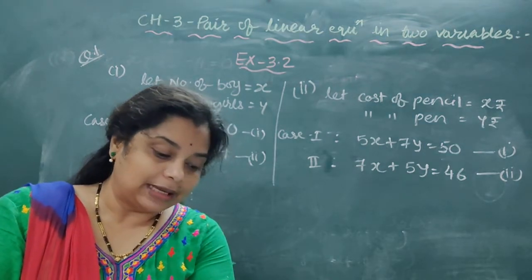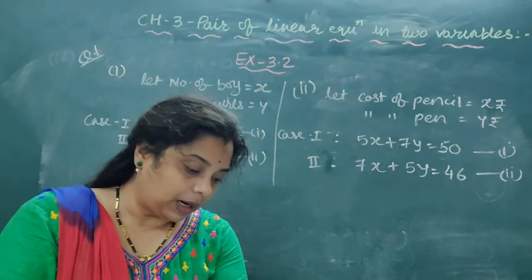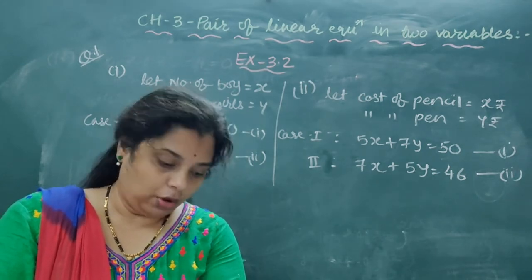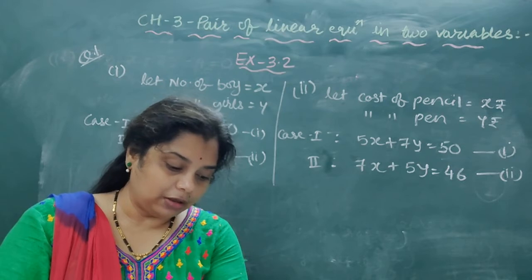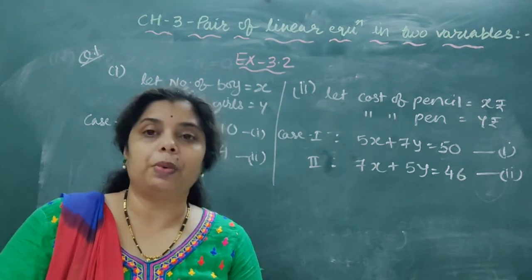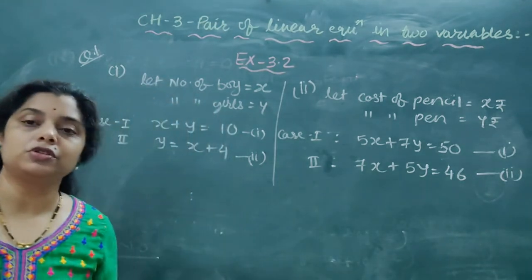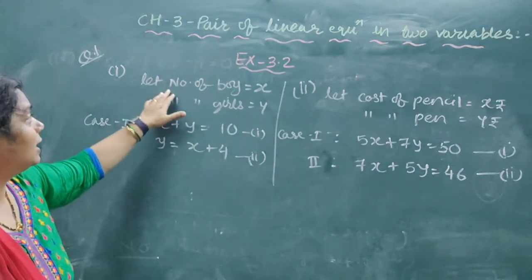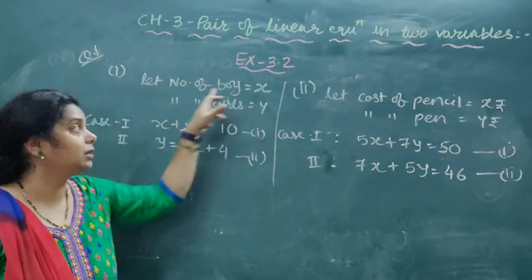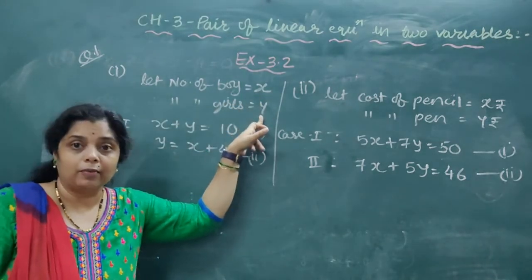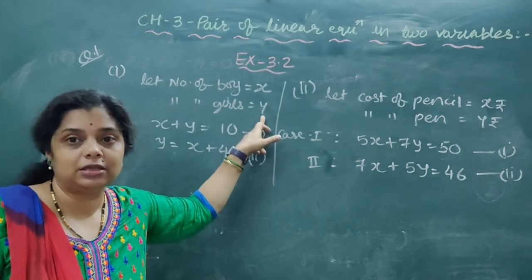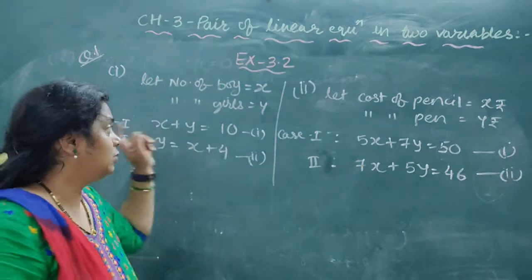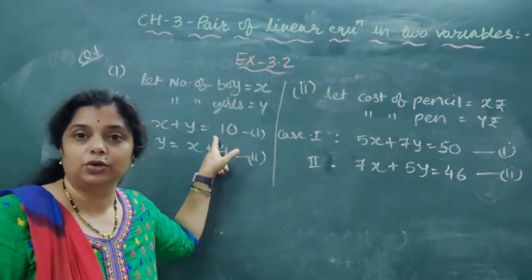So first one, 10 students of class 10th took part in a mathematics quiz. If the number of girls is 4 more than the number of boys, find the number of boys and girls who took part in the quiz. So first of all we have to make assumptions for boys and girls. Let the number of boys be x and the number of girls be y. As it is given that the total strength is 10, x plus y is equal to 10.